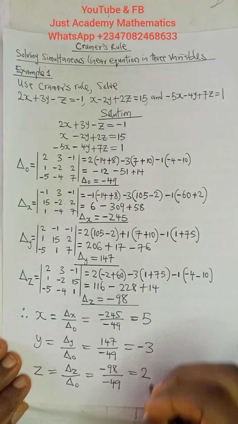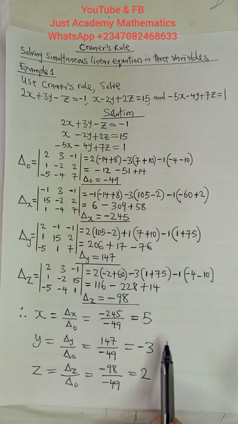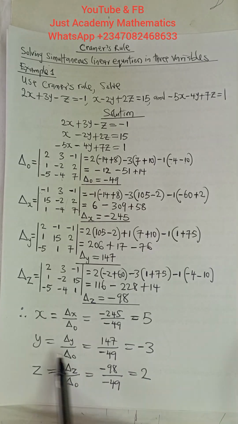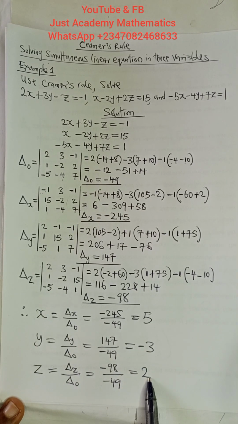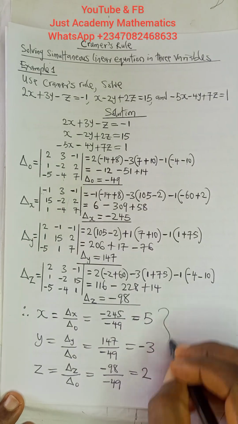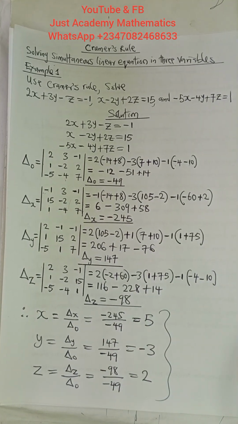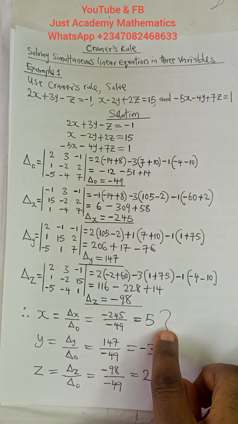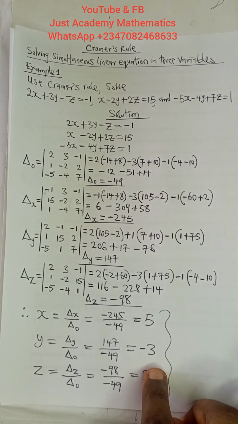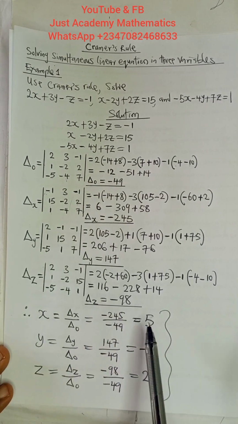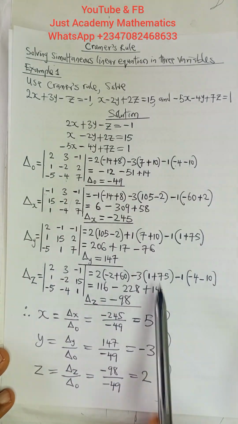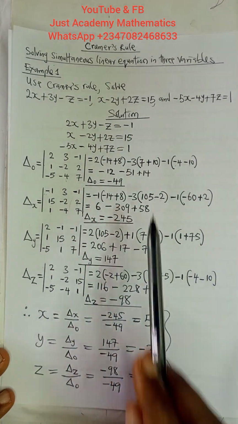Positive 2. So our x is 5, our y is equal to minus 3, and our z is equal to 2. These are the 3 answers to the system of equations. x is 5, y is minus 3, z is 2. Always remember to check: put the value of x here, put the value of y here, put the value of z here.